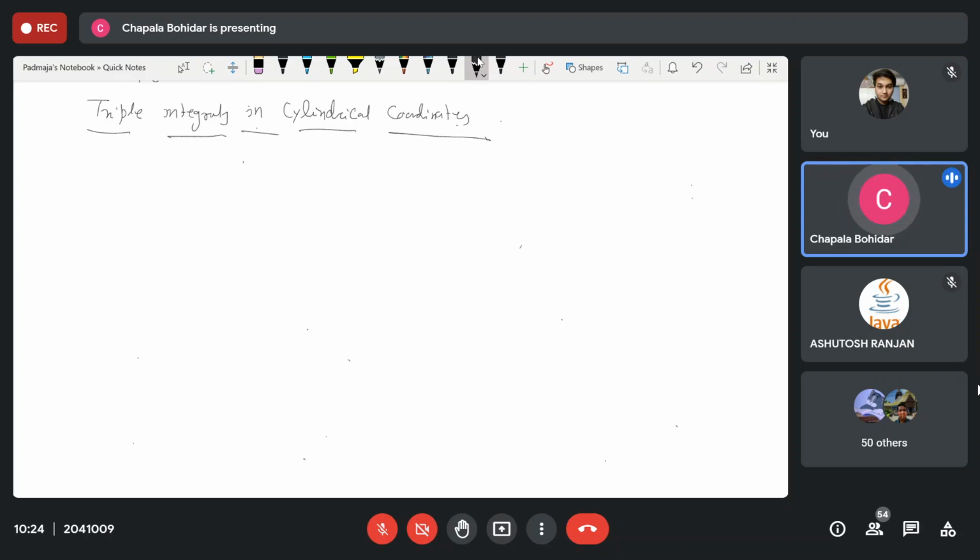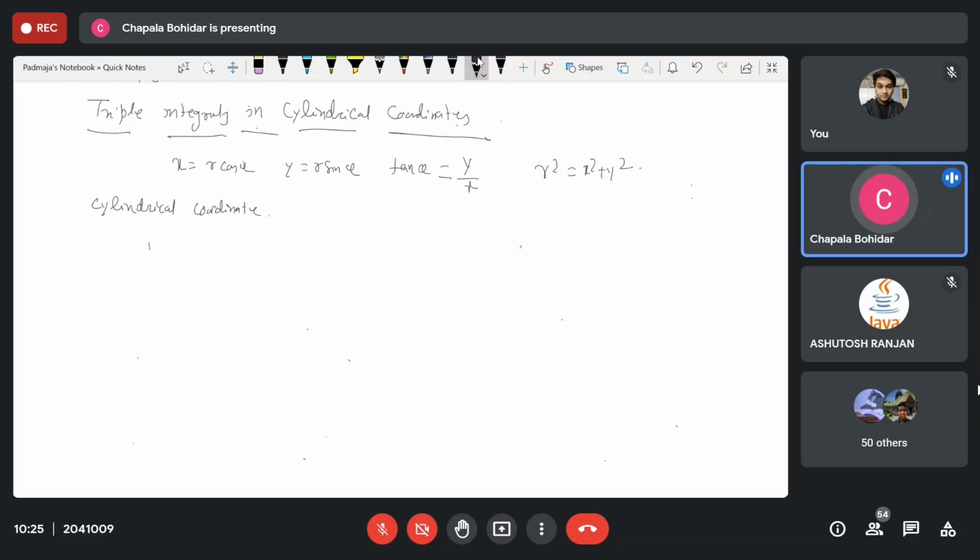Before going to cylindrical coordinates, we already know the relationship between polar and Cartesian coordinates. In polar coordinates, x is equal to r cos theta, y is equal to r sin theta, tan theta is equal to y by x, and r squared is equal to x squared plus y squared. The cylindrical coordinate system is a three-dimensional coordinate system that is similar to polar coordinates.